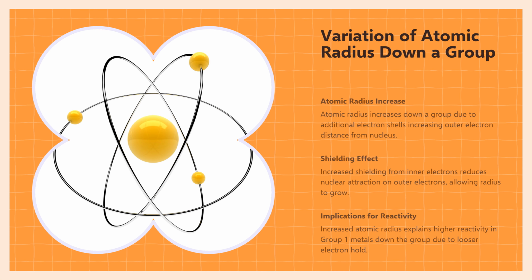This is because each successive element has an additional occupied electron shell, increasing the distance between the nucleus and the outermost electrons. Although nuclear charge also increases down a group, the effect of increased shielding from inner shells outweighs the increased attraction. As a result, the outer electrons are held less tightly and are further from the nucleus.